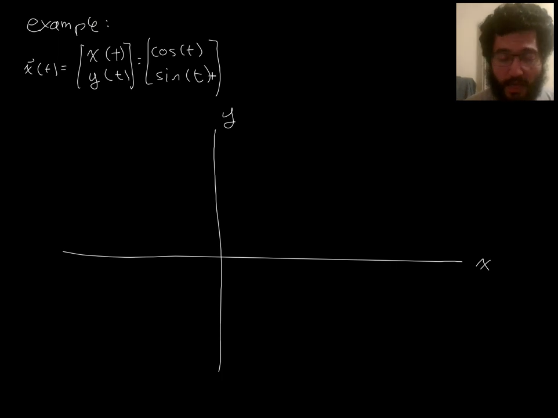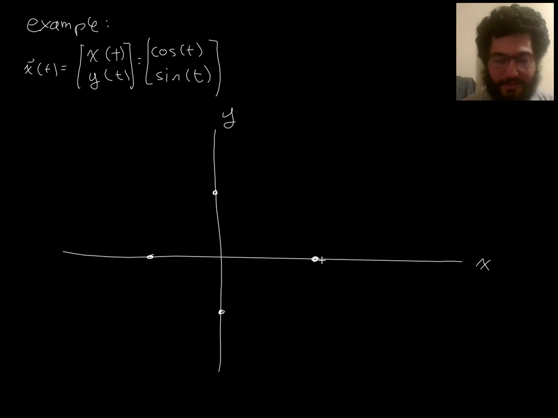So at time 0, what value does this take? At time 0, cosine is 1 and sine is 0, so I get this dot. At time pi over 2, I get 0, 1, so I get this dot. At time pi, I get negative 1, 0, so I get this dot. And at time 3 pi over 2, I get 0, negative 1. So I get this dot.